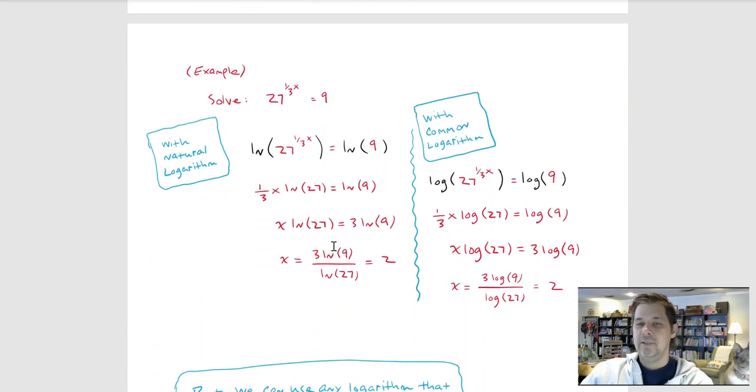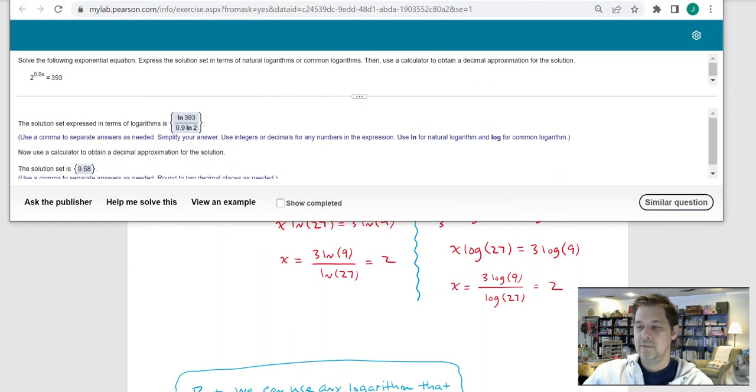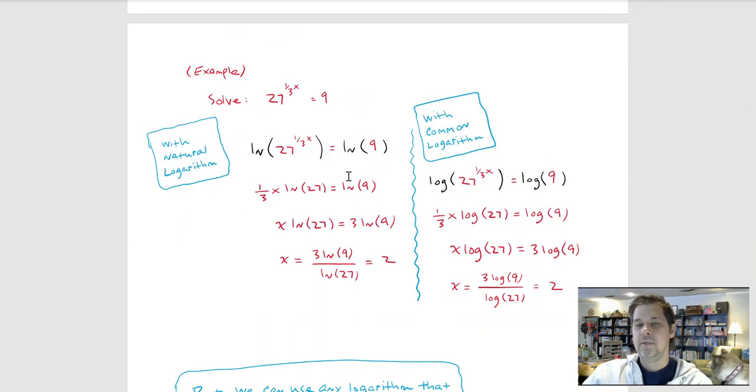Here's an example that's similar to this one. Not exactly the same, but it is similar. It says solve 27 to the power 1/3 times x is equal to 9. What does that x need to be for this equation to be true? However we're going to do it, let's say with the natural logarithm, we apply that logarithm to each side. Why are we allowed to do that?